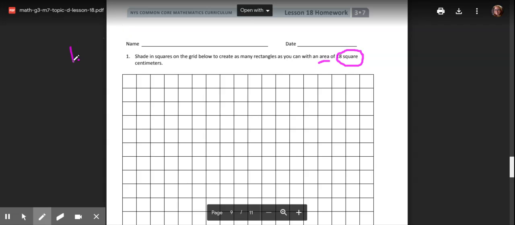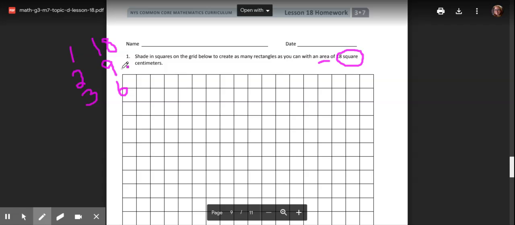I could do 1 and 18. I could do 2 and 9. I could do 3 and 6. Does 4 go in there? Does 5? And then you can also flip these numbers and do 6 and 3, 9 and 2, and 18 and 1.